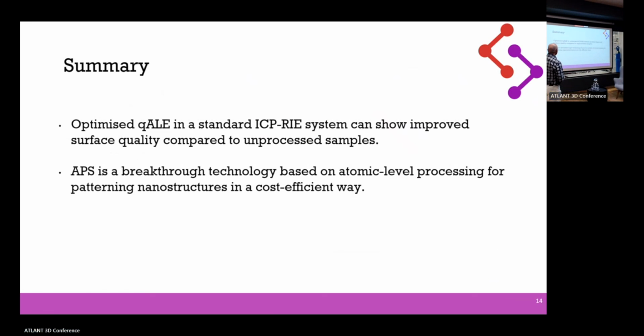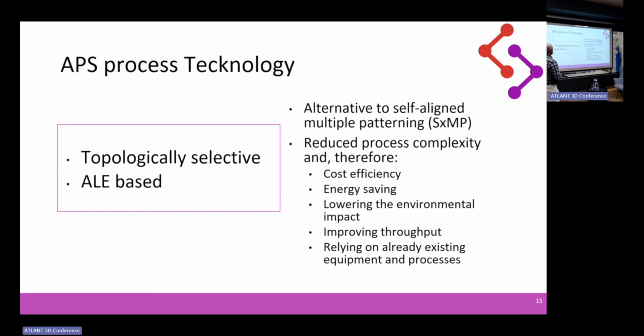So, summary: we optimized quasi-ALE in a standard ICP-RIE tool with improved surface quality of the material. And then we have APS, a breakthrough technology based on atomic-level processing. This APS process technology is an alternative to self-aligned multi-patterning, reduces process complexity and is therefore cost efficient, saves energy, lowers the environmental impact, improves throughput, and relies on already existing equipment.